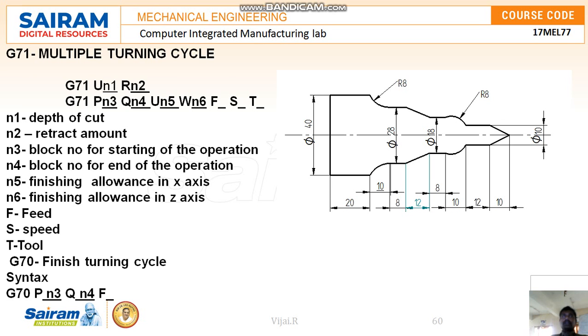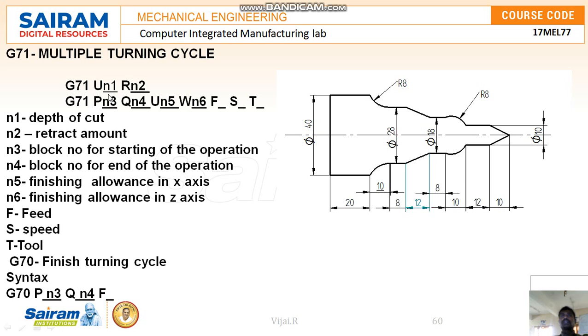So in the multiple turning cycle, the main aim is to make a single program using the line and the curve. It all has to come in one program. How are we going to make it in a single program? For this, we are going to use the multiple turning cycle, which is G71 with U and R.